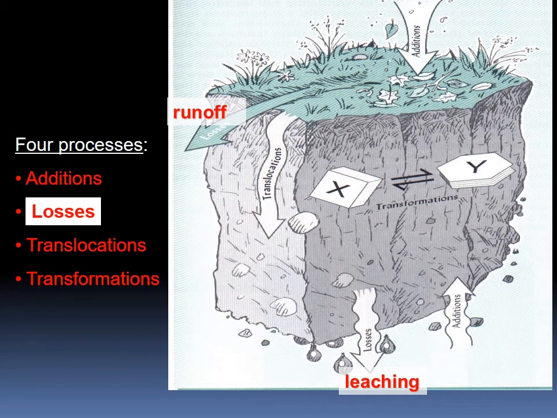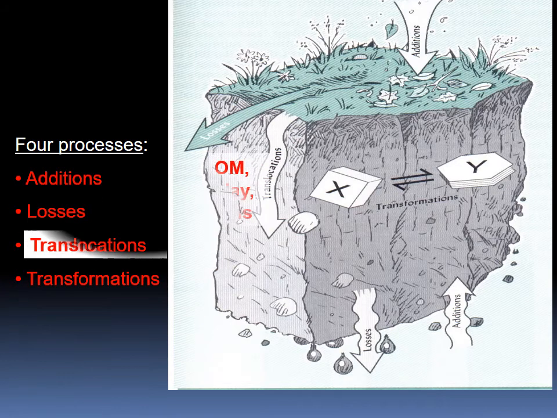Losses occur when you lose something entirely from the soil. For example, when the rain happens and the water starts flowing over the surface, you might lose some of the soil, minerals or organic materials from the top, and they will flow with the water from that place. Or you might lose them from below also. For example, some materials can be moved from the soil and lost through leaching into the groundwater.